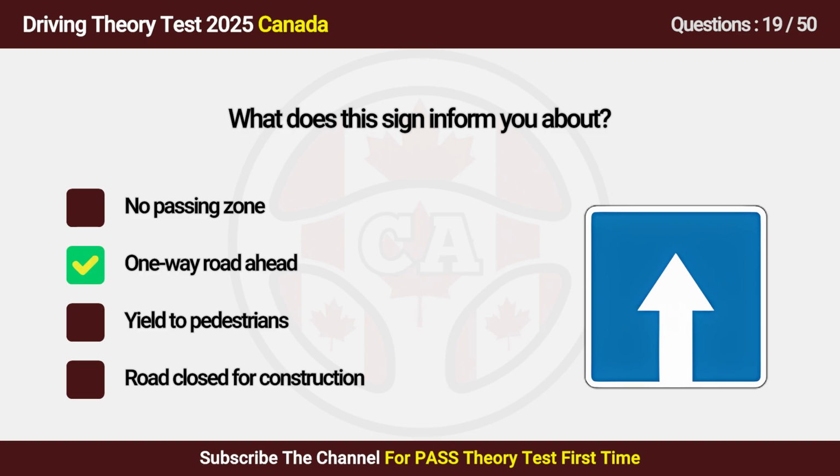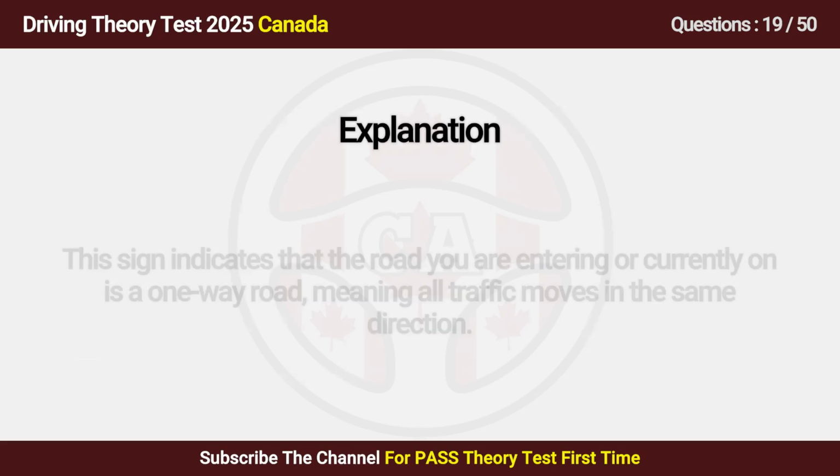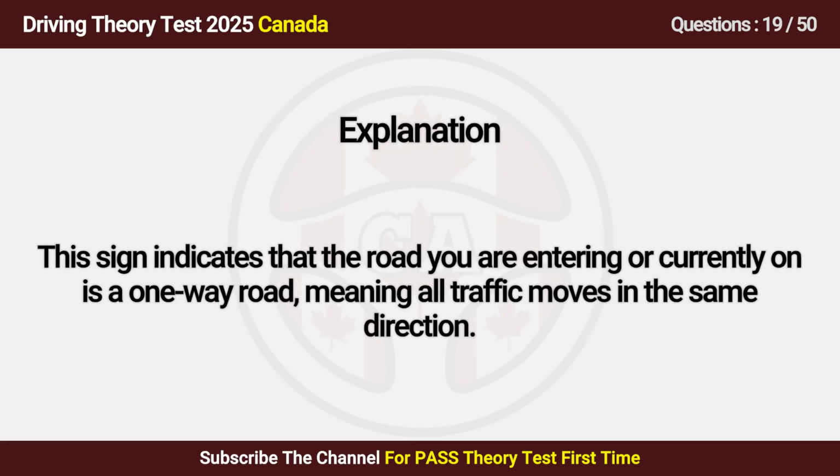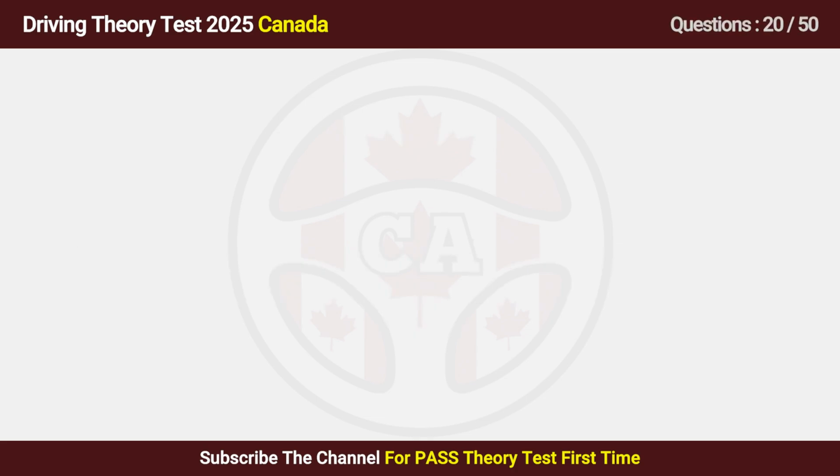Answer is B. One-way road ahead. This sign indicates that the road you are entering or currently on is a one-way road, meaning all traffic moves in the same direction. Question 20.